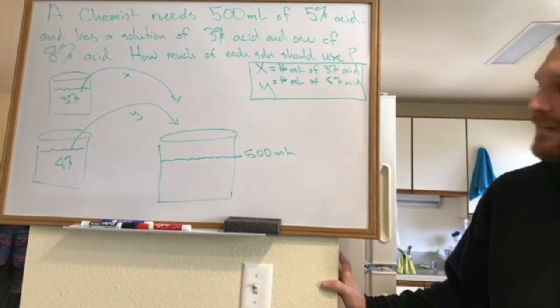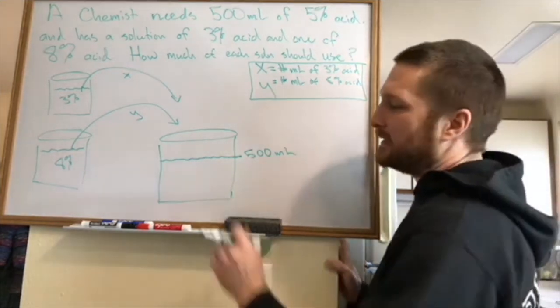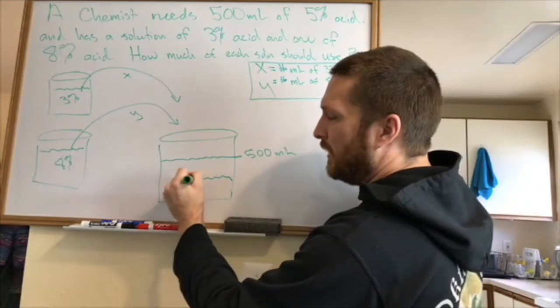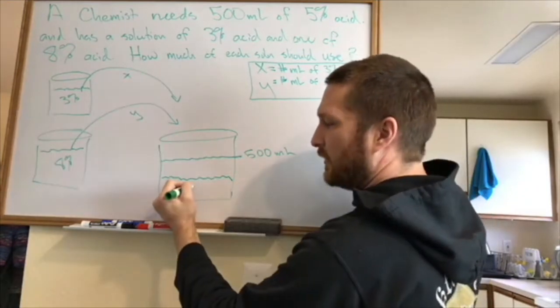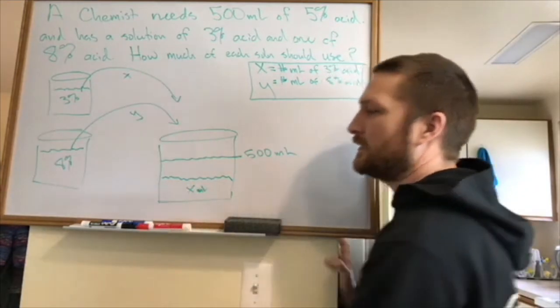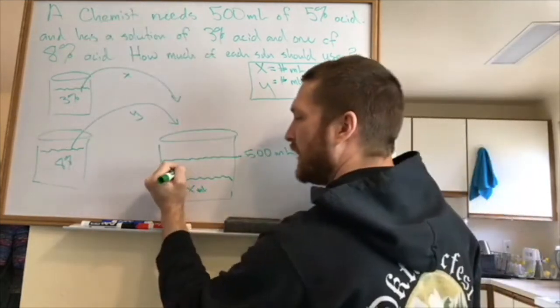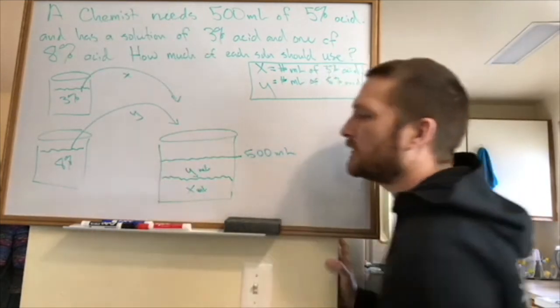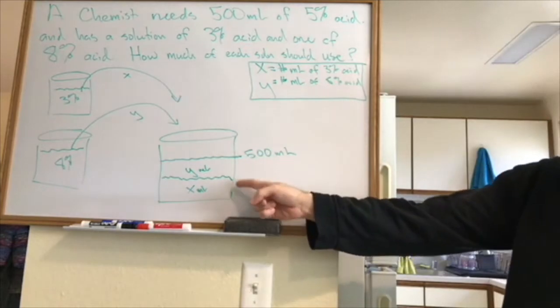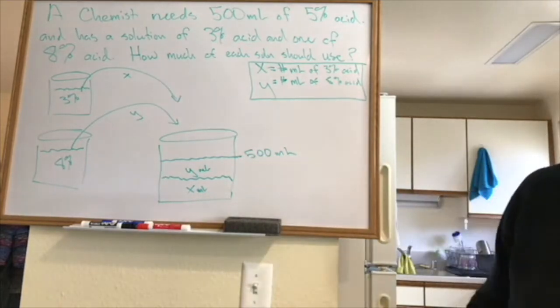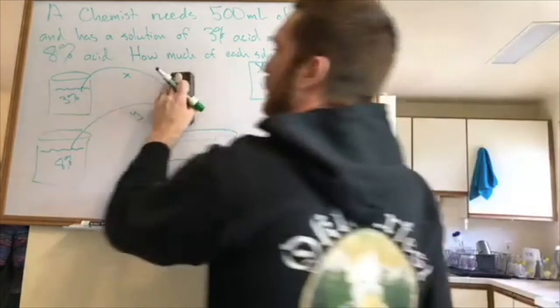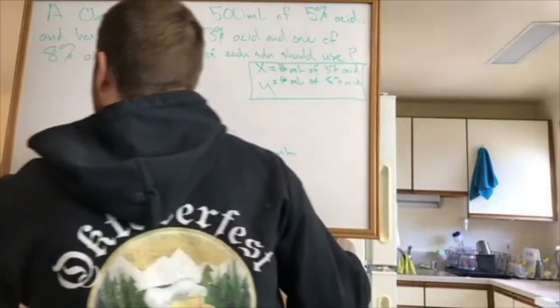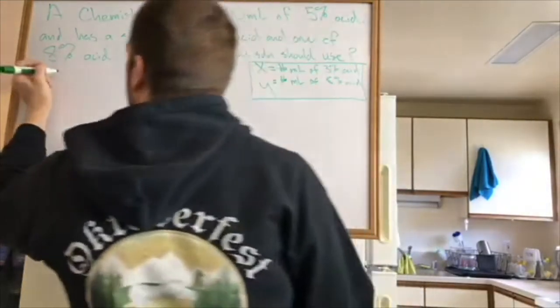X plus Y equals 500. Exactly, right? Because I'm thinking, okay, some amount of this came from X. In other words, you have X milliliters from the top one. You have Y milliliters from the bottom. And together, when you add them up, you've got to get 500. So that gives me my first equation. I'm going to say X plus Y equals 500.